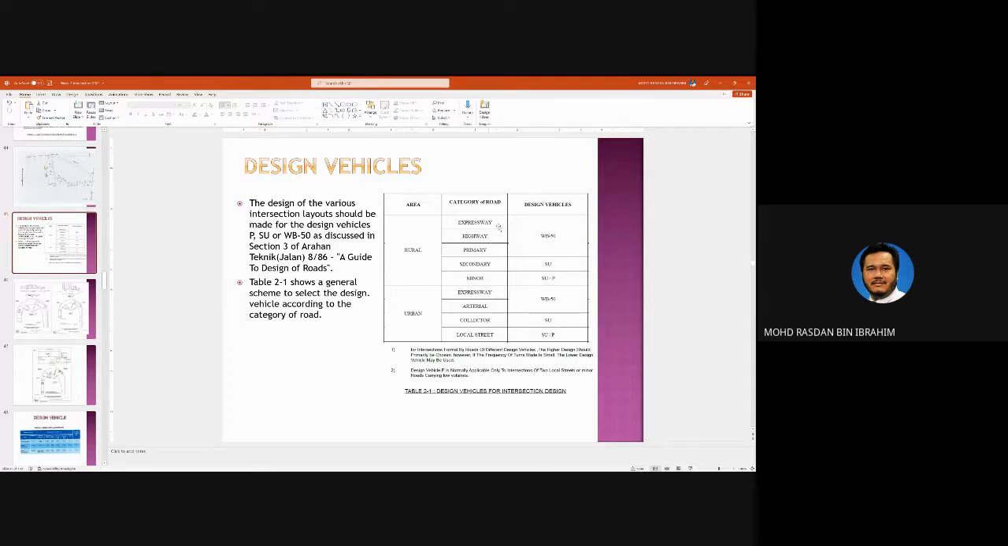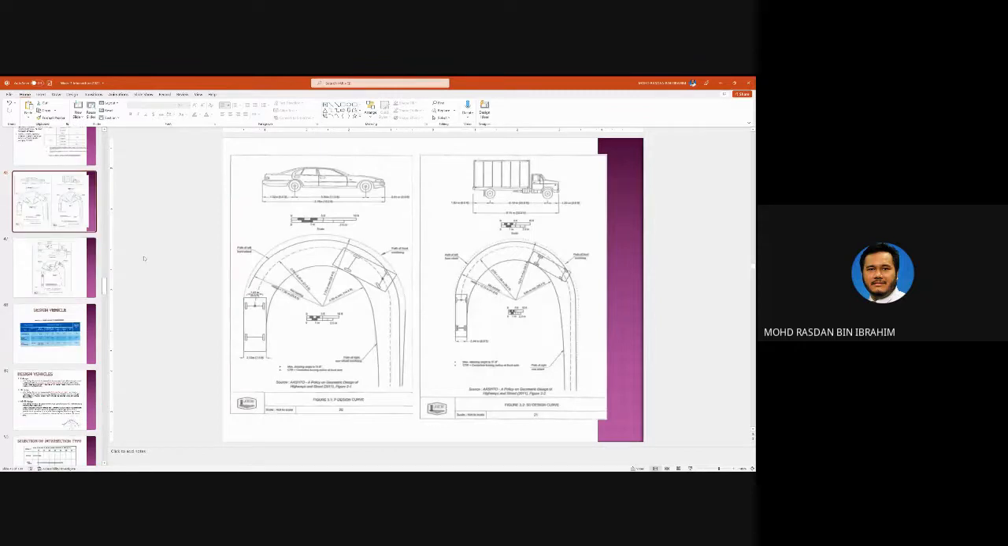So for rural, expressway, highway and primary roads, all junctions must be designed using WB50. For secondary, should cater for SU, and minor, SU and P, meaning SU as well. So these are the design vehicles for urban areas. This is the turning radius for different types of design vehicles.